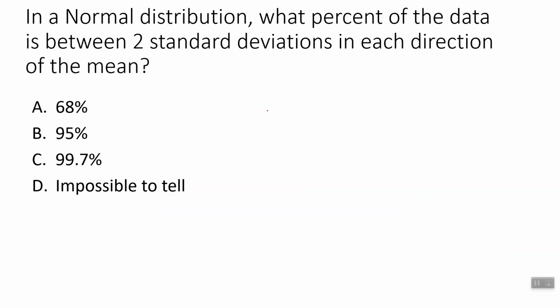All right, so in a normal distribution, what percent of the data is between 2 standard deviations in each direction of the mean? Do you remember which one was 2 standard deviations? Hopefully you do. It's not 68. It is 95. So in a normal distribution, 95% is within 2 standard deviations. That's the big one to remember right there, guys.